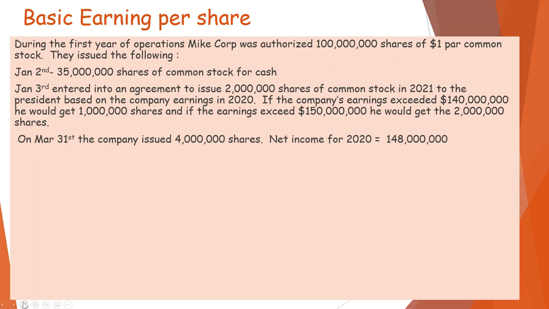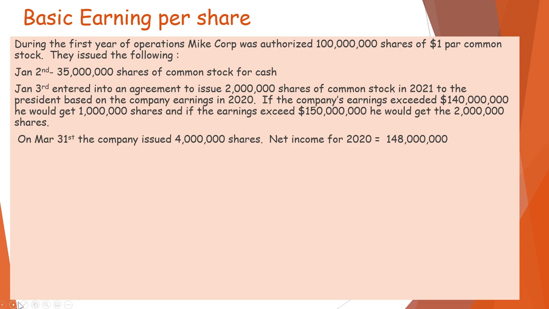Now, basic earnings per share. We have Mike Company. They have $100,000 authorized, $1 par, and here's what they've done. They issued 35 million shares, and then they entered into an agreement to issue 2 million shares of common stock to the president based on the company's earnings, and then the company issued another 4 million shares, and their net income for the year is $148 million. So what does that look like?